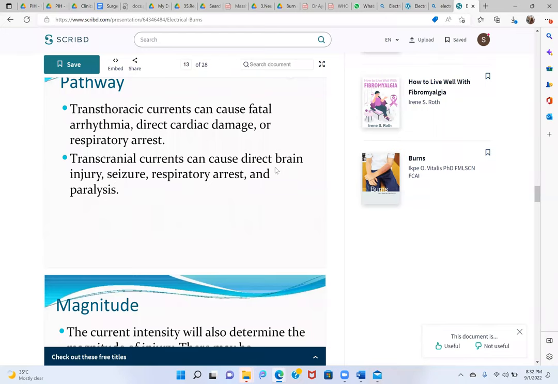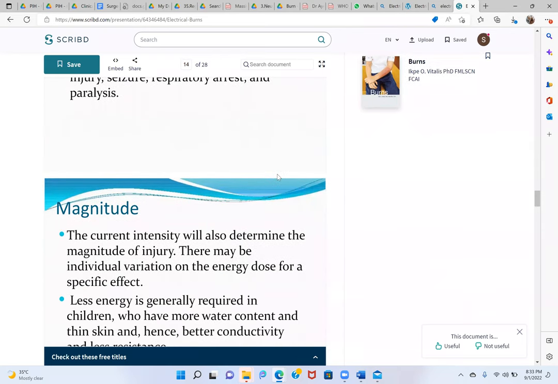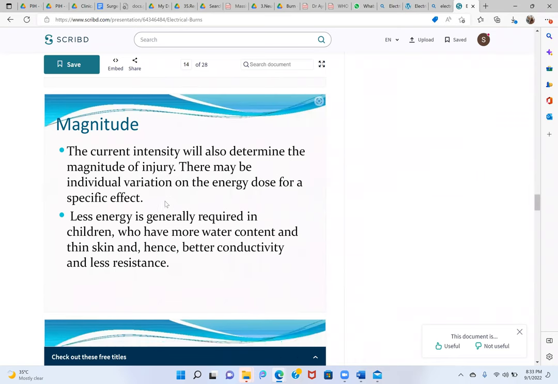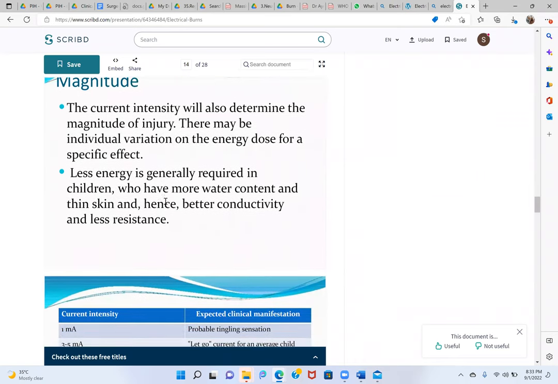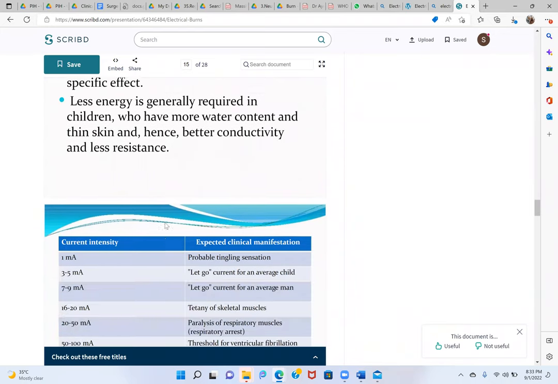Transcranial currents can cause direct brain injury, seizure, respiratory arrest, and paralysis. Okay. The current intensity will also determine the magnitude of injury. There may be individual variation in the energy dose for a specific effect. Less energy is generally required in children, who have more water content and thin skin, and hence better conductivity and less resistance.